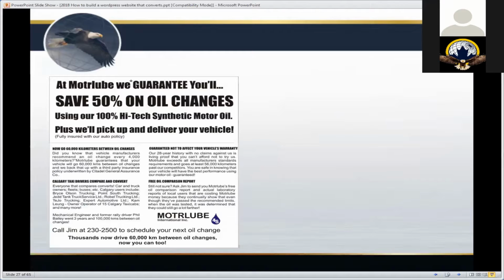So let's take a look at another powerful headline. What we were able to do is take that Motor Lube guarantee and save 50% on oil changes using 100% high-tech synthetic oil. Plus, we'll pick up and deliver your vehicle, which is a really, not like, what? Who does that? Who does that in the marketplace? Now, if you're going to take this idea and apply it to your own business, you're going to probably get some pretty good success.